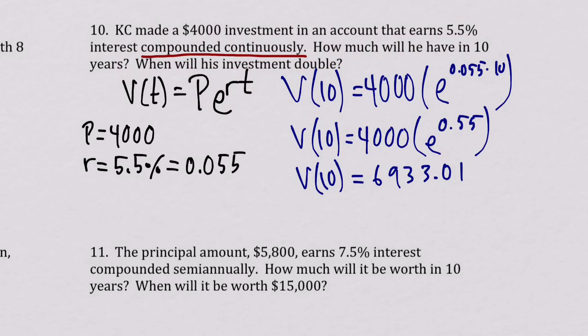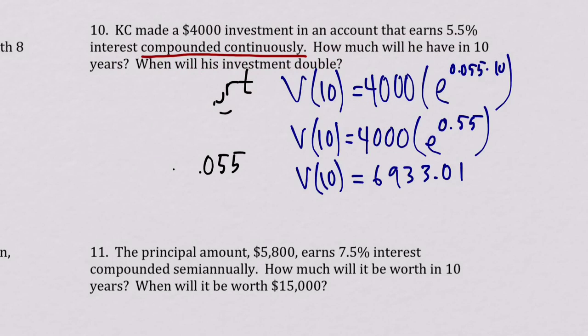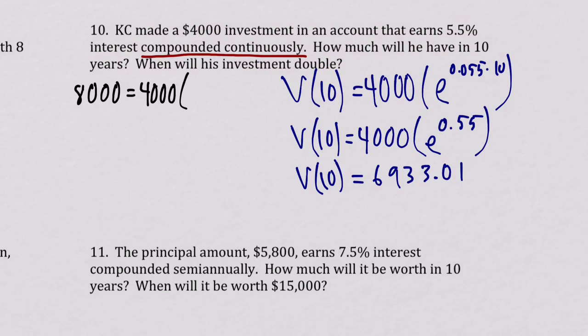So what you do in that case, let me erase all this. Let me use this side. We don't know what t is. We don't know that t is 10 like in the last problem. We know everything else. We also know the final value of the investment that we want. If it starts with 4,000 and we want it to double, that means they want us to put in 8,000 right here. So I'm going to plug in 8,000 for V of t: 8,000 equals 4,000 times e to the 0.055t. And we don't know what t is. We're going to solve for t.